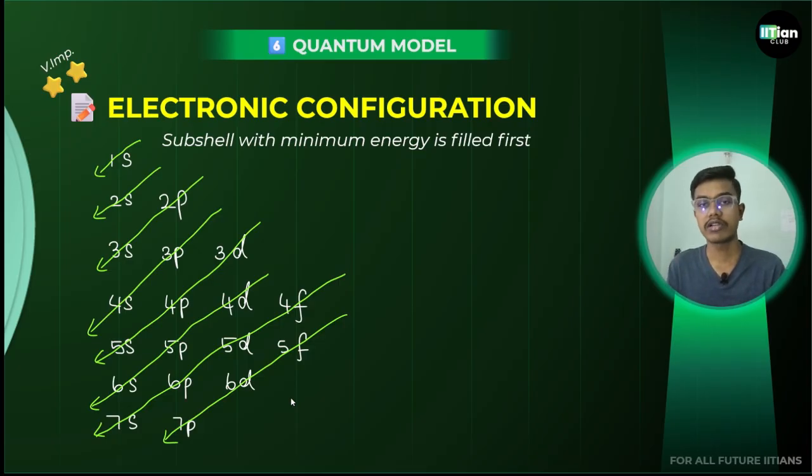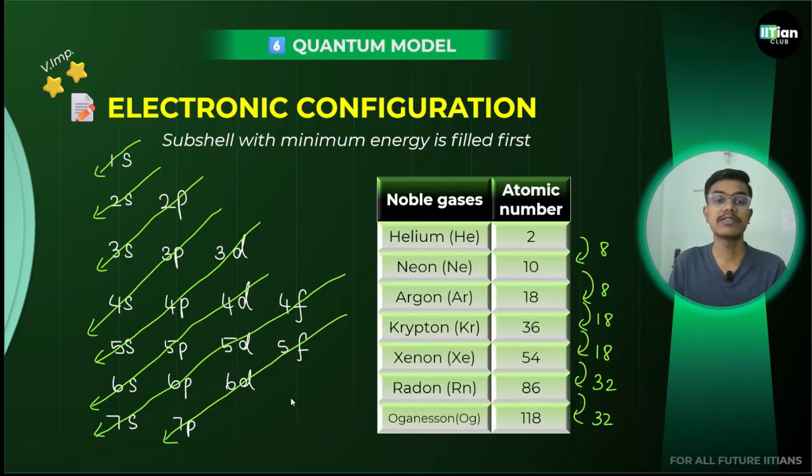And for writing the electronic configurations, if you know the atomic number of the noble gases, it will be very handy. That's why I have given here noble gases: helium, neon, argon, krypton, xenon, radon. And the atomic number is also given. There's a small trick like 2 plus 8 is 10, plus 8 is 18, and so on. Then you have to add 18, 18, 32, 32. With this, if you remember all these values, you can write the electronic configuration of any given element easily with the help of this. I hope you got this, and this was a quick revision of atomic structure.